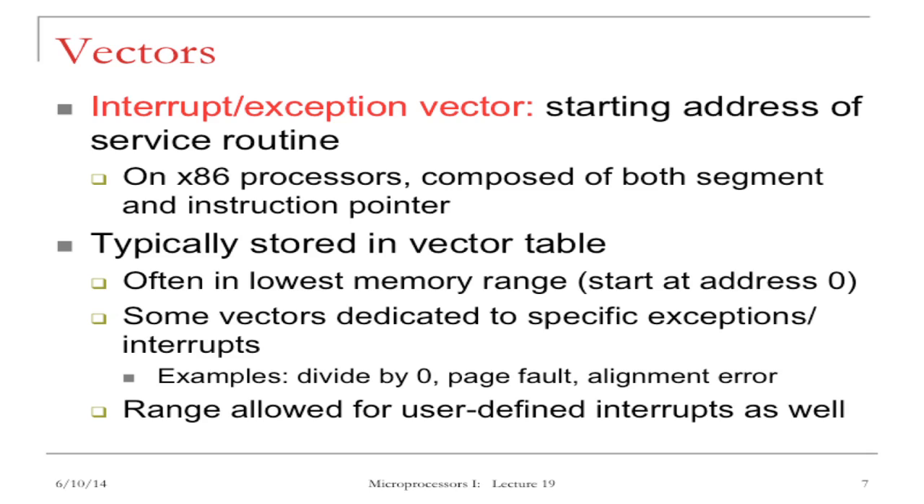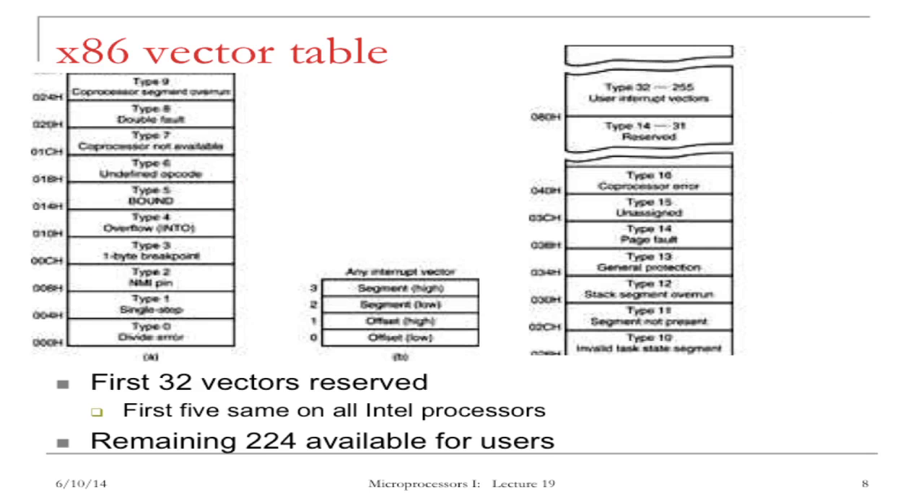There are slots in this vector table that can be used by users to define user-specific interrupts. This is just a snapshot of the x86 vector table. It's not very clear here on this slide, but the first 32 vectors are reserved, and the first 5 are the same for all Intel processors, and there are remaining 224 vectors available for users.